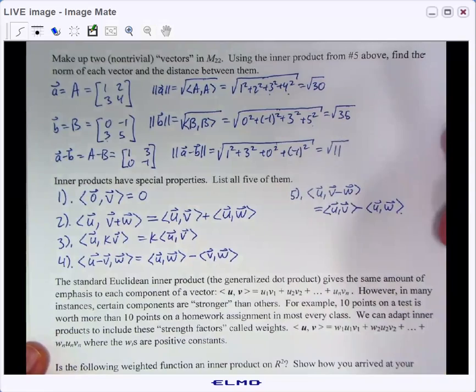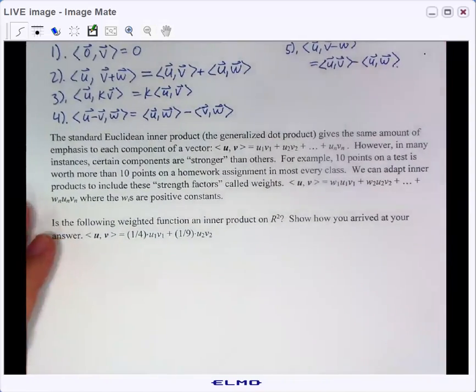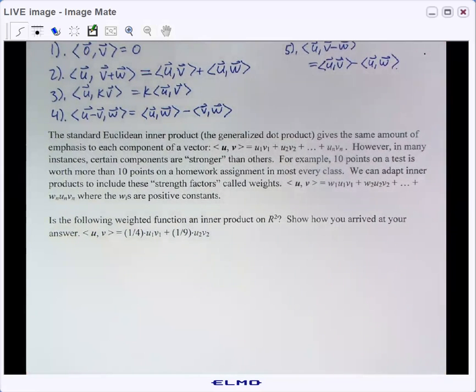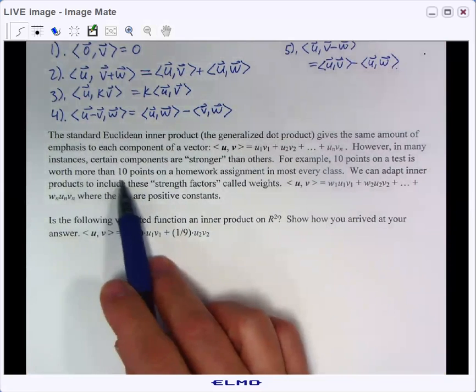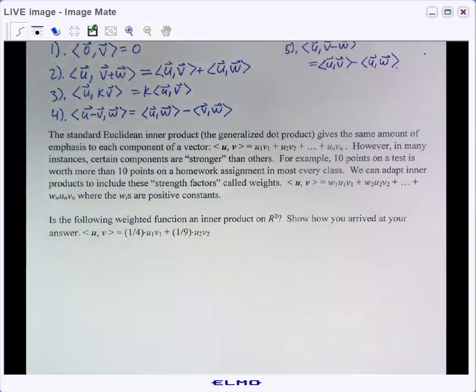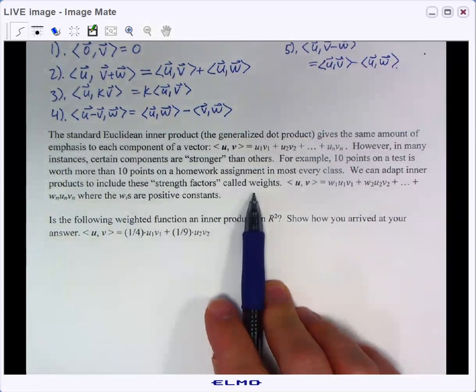All right, so the standard Euclidean inner product, or dot product, gives us the same amount of emphasis for each component. However, in many real-life instances, certain components are stronger or more important than others. For example, 10 points on a test is worth more than 10 points on a homework assignment in almost every class that I'm aware of. So what we can do is adapt our inner product to incorporate the strength factors, and we call these strength factors weights.